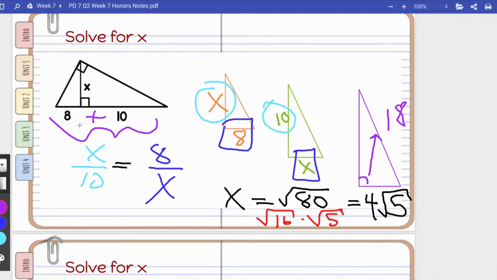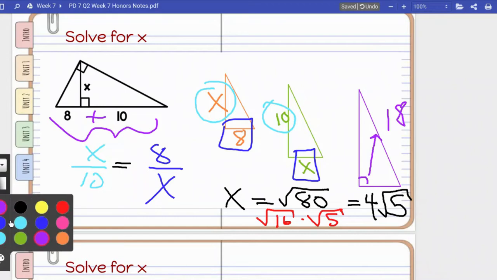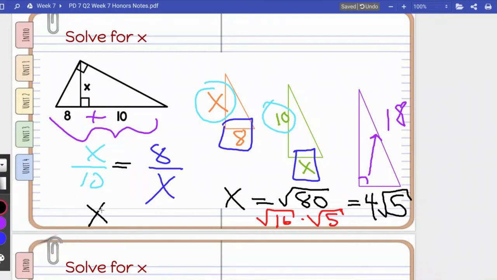You set up your proportion, 8 over 10 equals 8 over x, and when you do this, you end up getting x squared equals 80, and then you have to take the square root of both sides. Well, that means that x is going to equal the square root of 80, but we have to reduce our radical. The square root of 80 reduces to square root of 16 times the square root of 5, and the square root of 16 is 4. So my real answer is 4 square roots of 5.